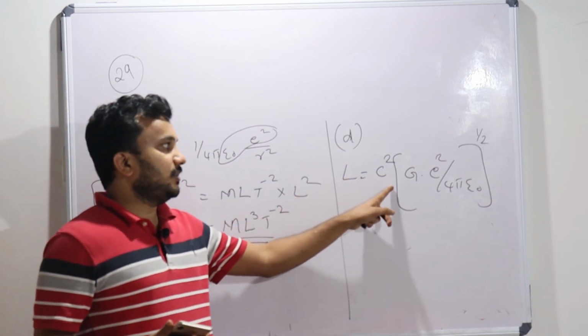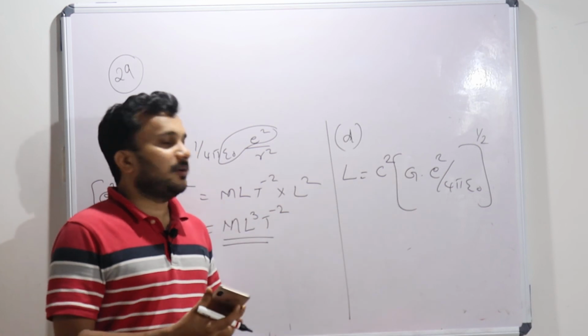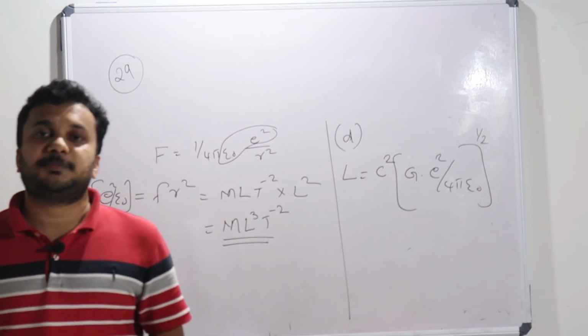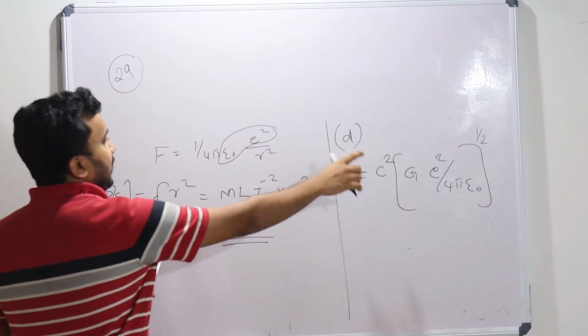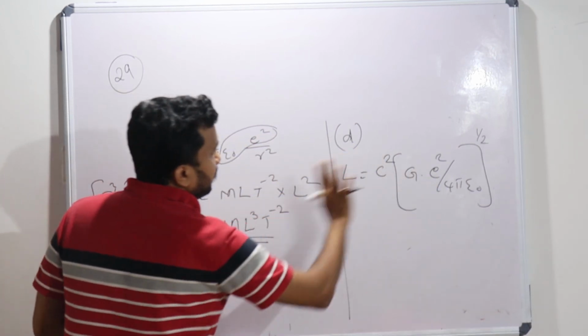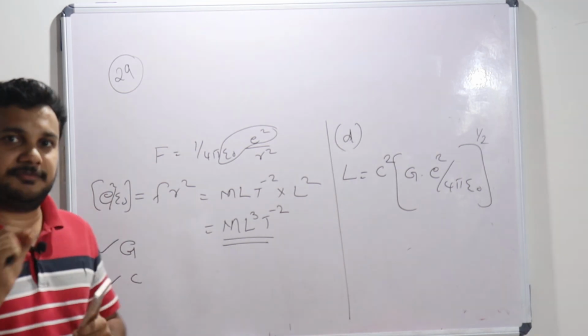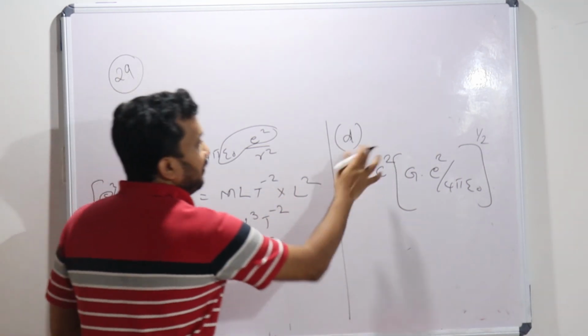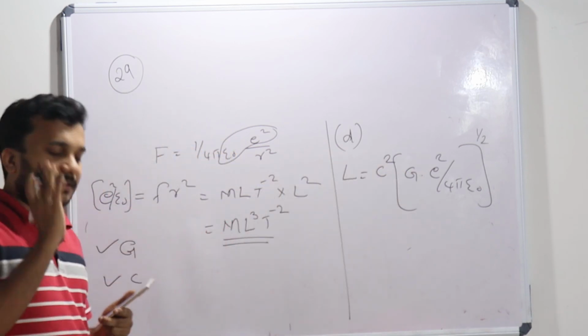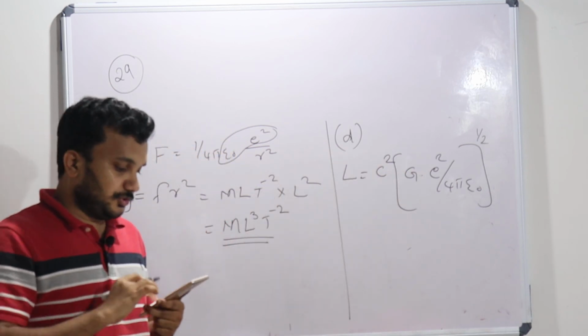L equal to c square G into e square divided by 4 pi epsilon naught. You know the dimension formula of each, so substitute and check every option, and after cancelling everything you have to get the dimension of L. Whichever option gives L is the right answer for your question.